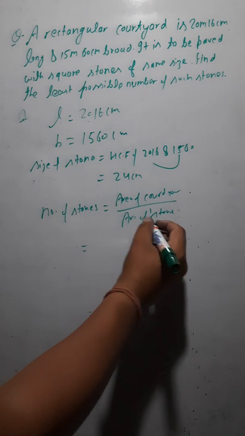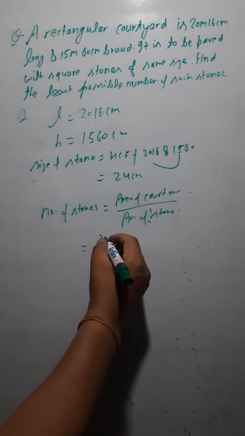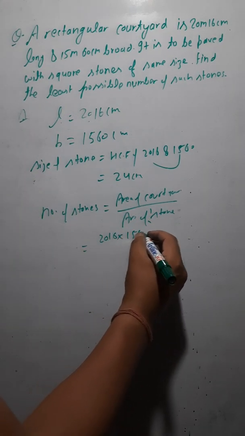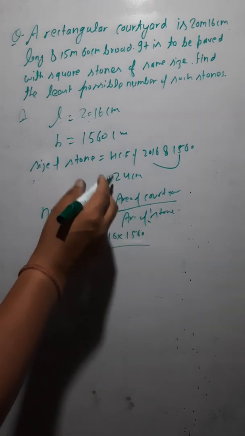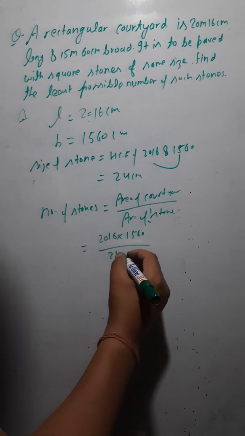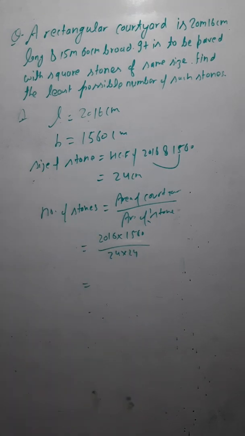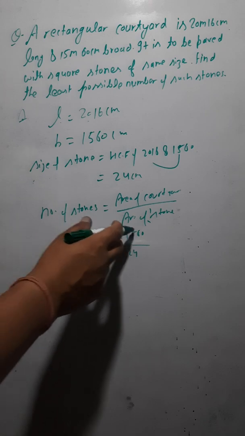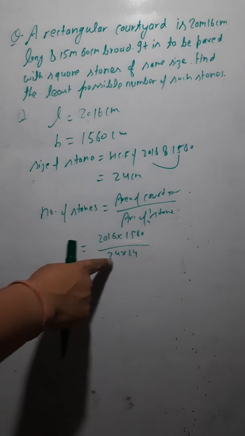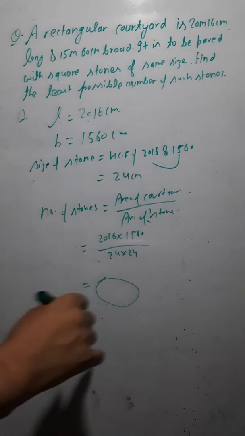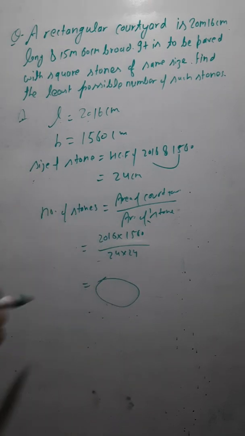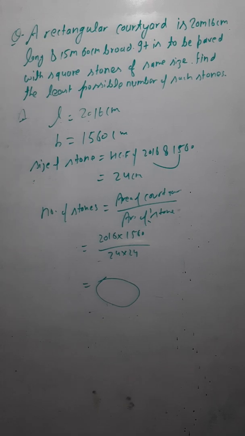So area of courtyard is length multiply breadth. Length is 2016 multiply 1560. Area of stone is side multiply side, so 24 multiply 24, because it's a square. Just solve this, multiply this and divide it, and you would get your answer. That you have to write here. So that will be the number of stones. Okay, so this is how you would solve the given question. Just note it down.